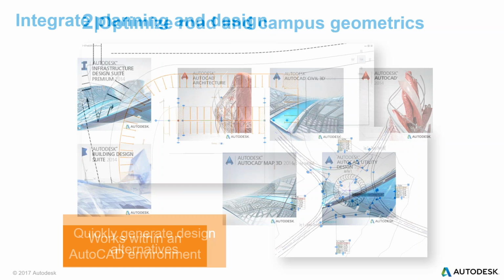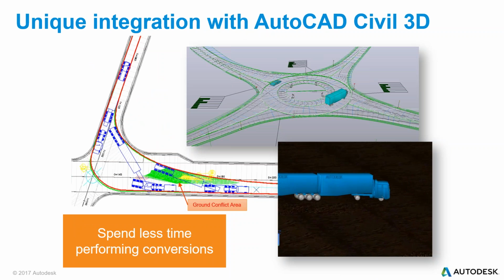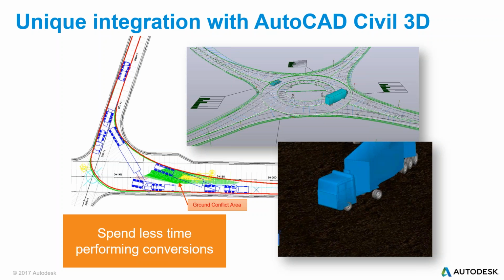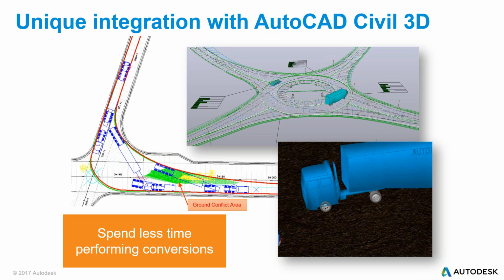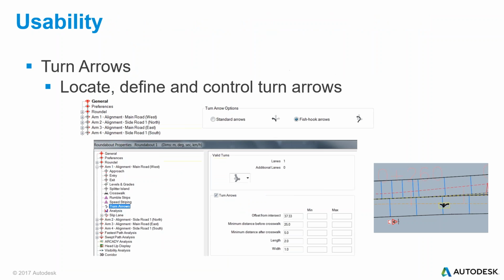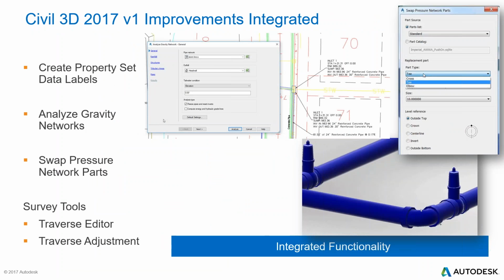And then roadway geometrics, and then roundabouts and real-time analysis and 3D modeling and animation can be done with Civil 3D and vehicle tracking. Then there are some roundabout standards, new parking lot, and improvements with pressure pipes and gravity networks. Okay, and then also parts editor and adjustments that we can utilize from Civil 3D.